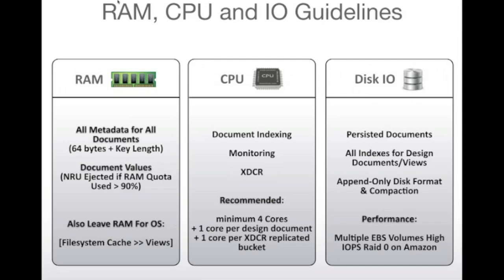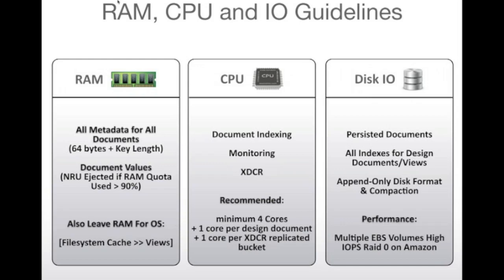So our guidelines for RAM, CPU, and I/O. RAM is used, obviously, for all metadata, and we've reduced it from 64 bytes to 57 in the latest release. So there's 57 bytes per document as metadata, and then the actual key length adds to that 57 bytes. All of that must reside in RAM for all documents. And then there's the document values. The rest of the RAM will be used for document values. And we also leave RAM for the operating system. So we don't configure Couchbase to use 100% of available RAM.